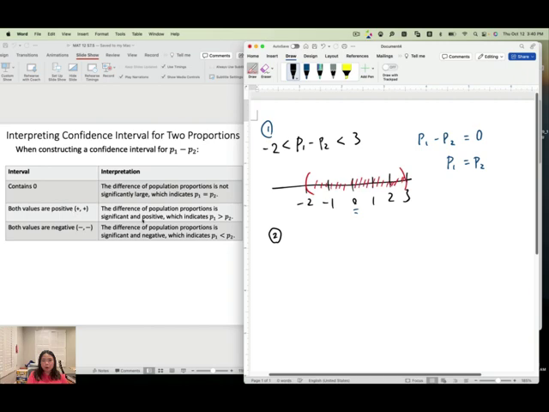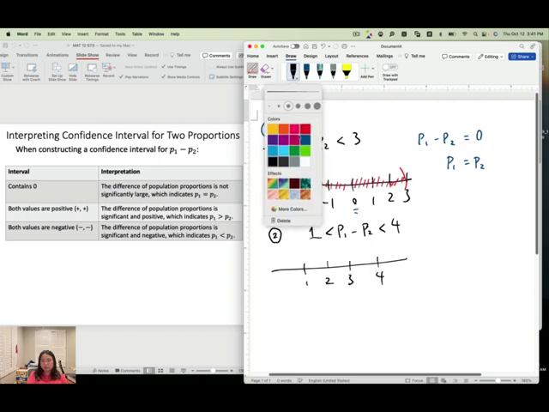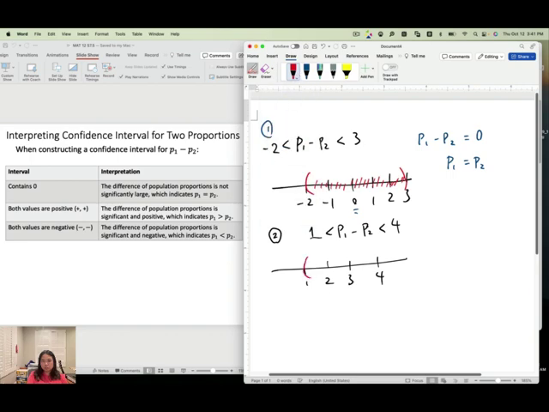Number 2. Both values are positive, meaning the difference of the population proportion will only contain positive numbers. Same idea, 1, 2, 3, 4. This time, the difference of population proportion will be within this range. Then P1 minus P2 equals any number within this interval. Let me pick 3 here, and then add P2 to both sides. So P1 equals P2 plus 3.